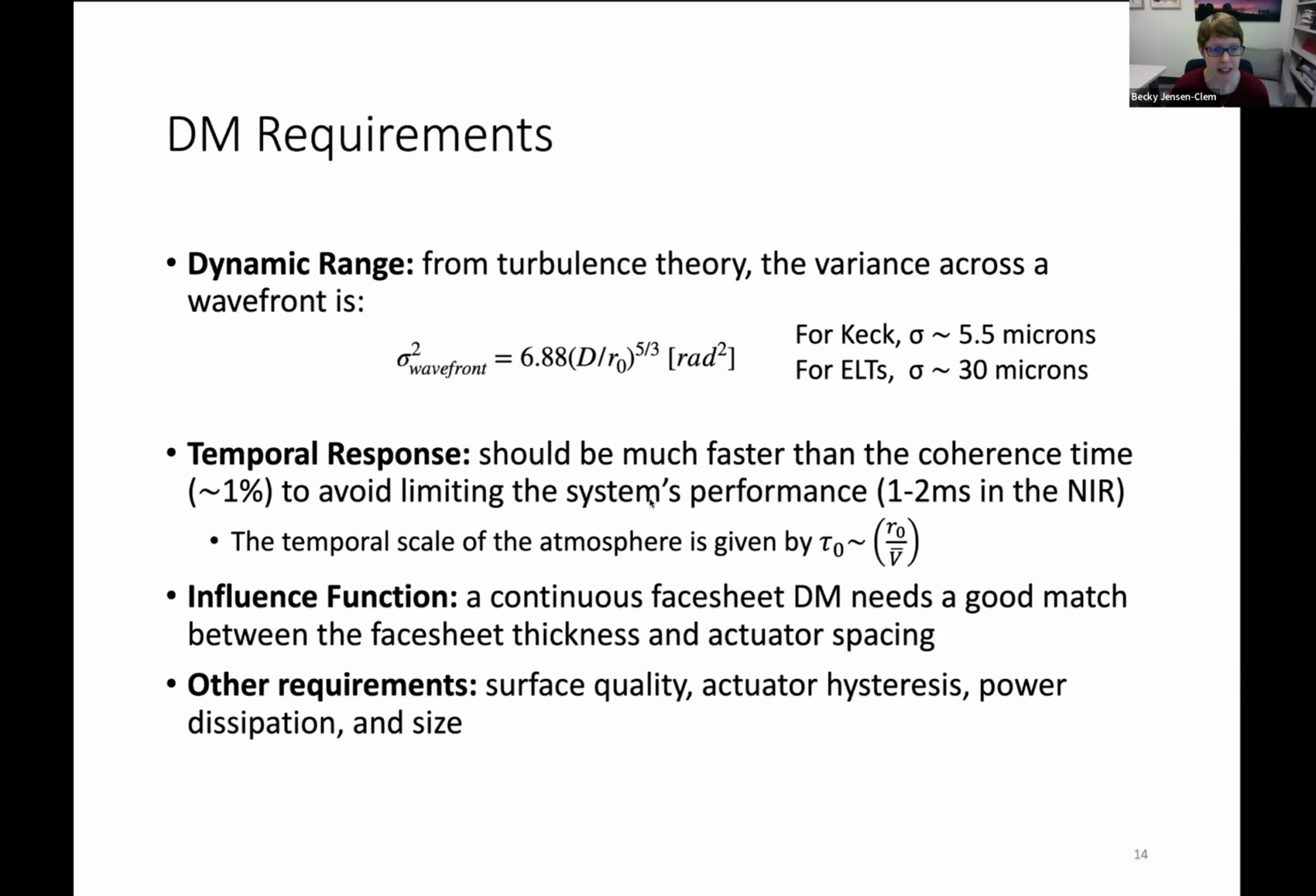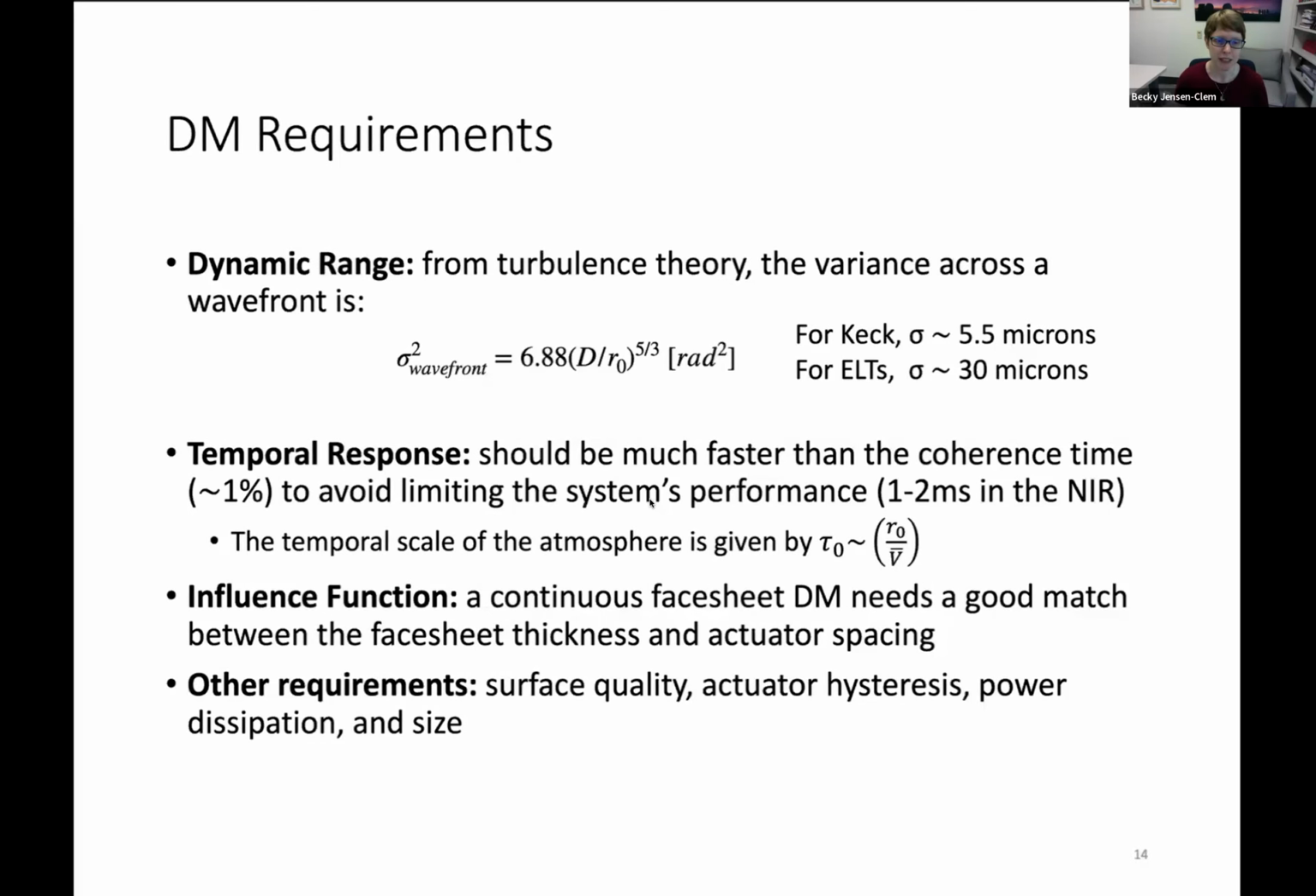Another key requirement has to do with the dynamic range. So how much do you have to be able to deform the DM? Again, from turbulence theory, we can derive that the variance across the wavefront scales as the diameter of your telescope divided by that all-important r0 parameter to the 5/3 power. So for Keck, this is going to be something like a few microns, but for ELTs, it's going to be tens of microns because it depends on the diameter of your telescope as well as r0. So this is partly why designing DMs for next generation large telescopes can be a technical challenge.